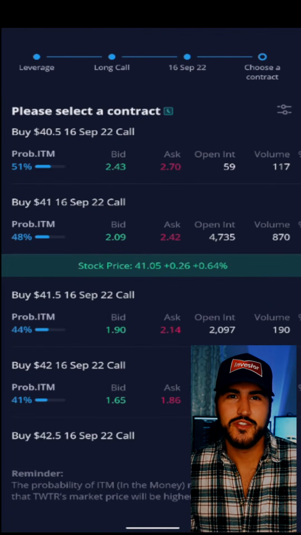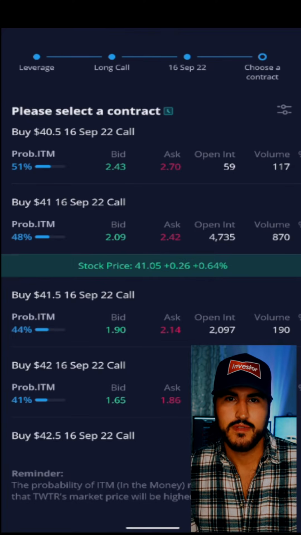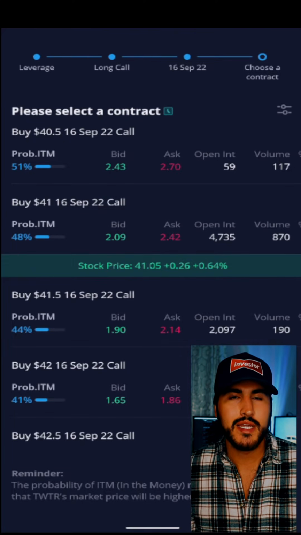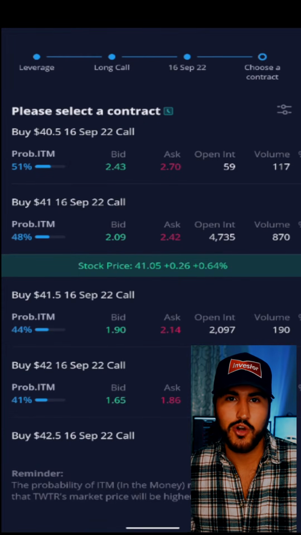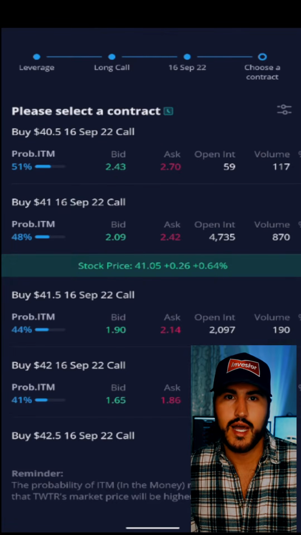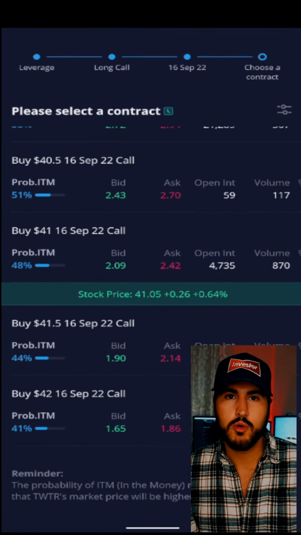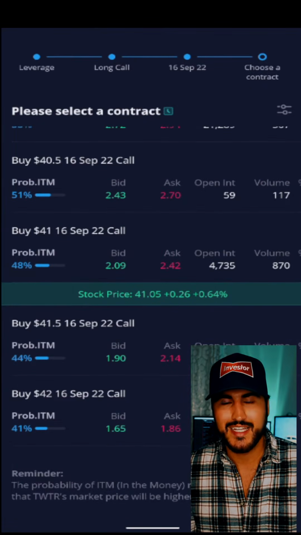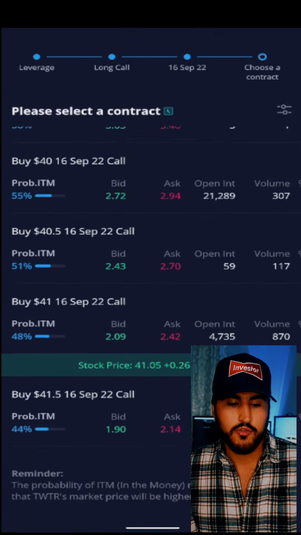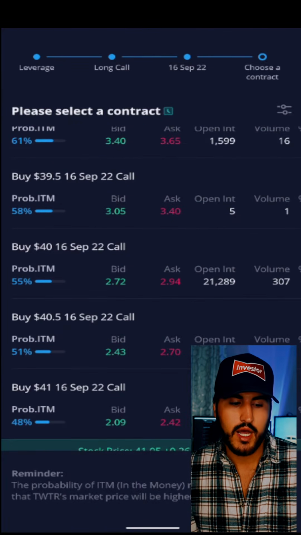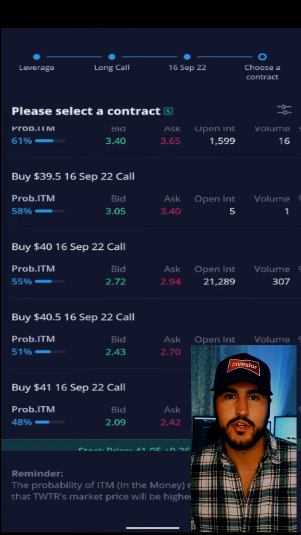The next thing you need to do is select a contract. Your contract will either be in the money or out of the money. In the money are any strike prices that are below the current stock price. The current stock price for Twitter is $41.05. So the $41 call is in the money. It's basically at the money. The $40.50, the $40, anything lower is considered in the money.